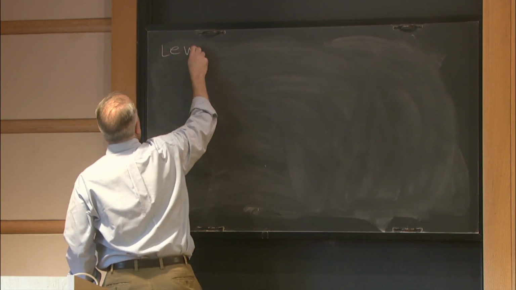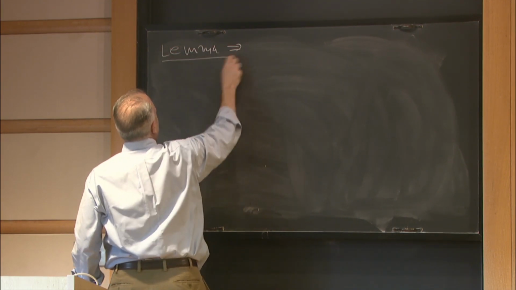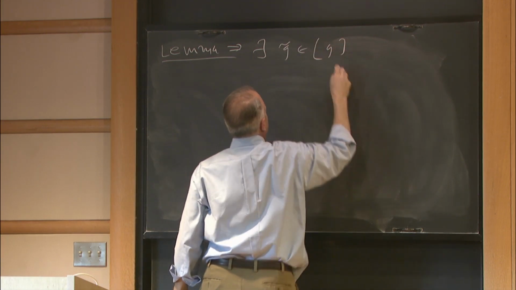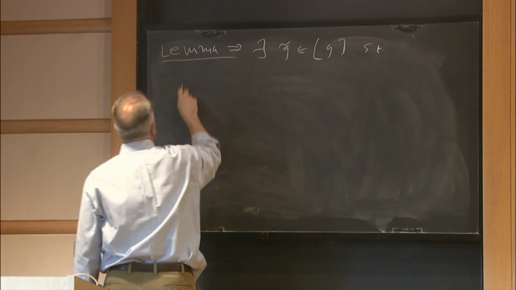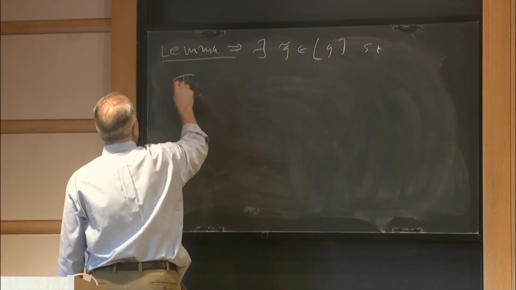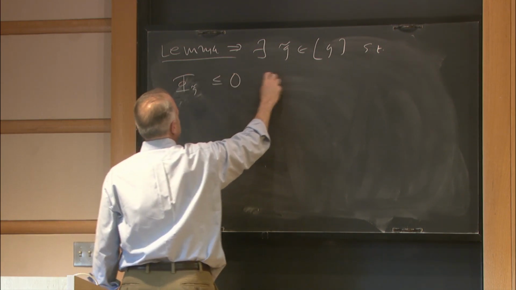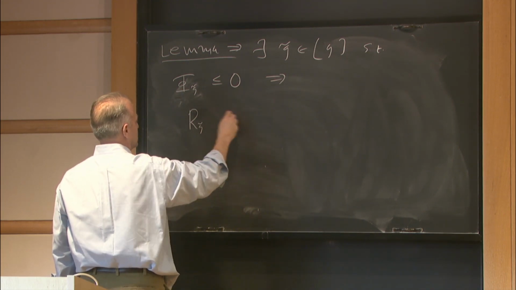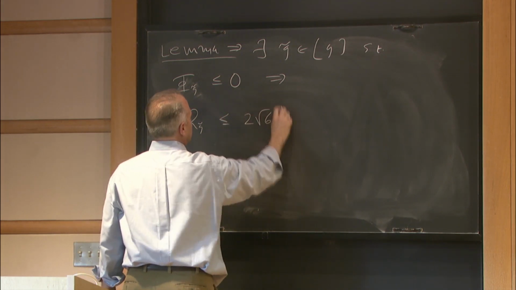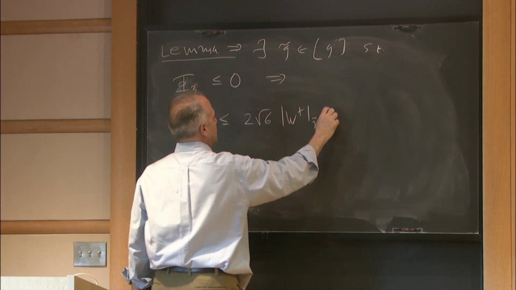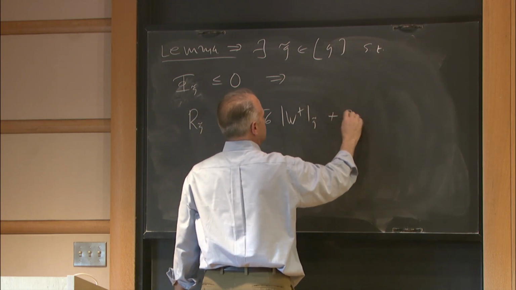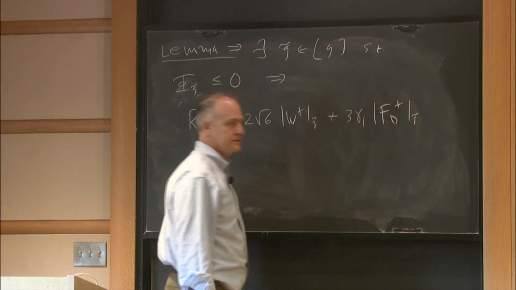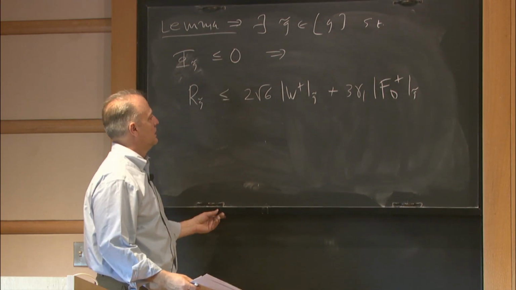So the lemma over on the other board implies that there exists a conformal metric such that this, okay, so let me write it this way. So this modified scalar curvature is less than or equal to 0. So I write that out, and that's this. Let me put the other terms on the other side. Plus 3 gamma 1. I get this. All right, then you're done.